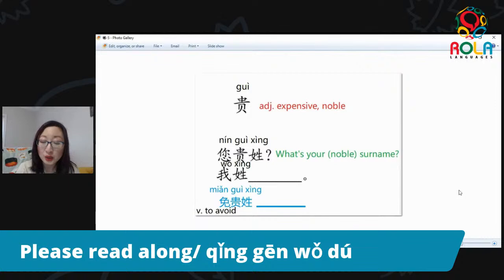So to answer it, you cannot say 我贵姓, because the other person who asked you about your surname was being polite, being respectful. When you're answering, you should answer in a modest way. Just simply ditch the 贵 part and say 我姓, let's say 王. Or we have another way to be even more polite. We can say 免贵姓. 免 is a verb, it means to avoid. 免贵姓 something is a very modest way to say please ditch the noble part, my surname is simply something.